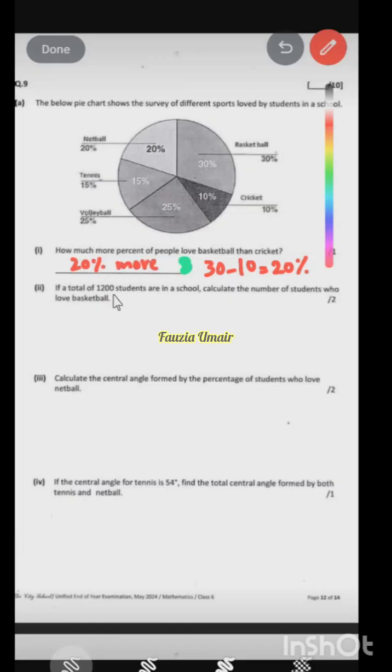If a total of 1200 students are in the school, calculate the number of students who love basketball. Now look, this is a percentage question. Remember how we write it? We will write 30% of 1200. 30% of the students like basketball. So how are we going to solve it?